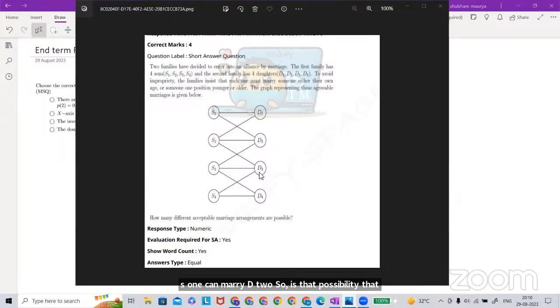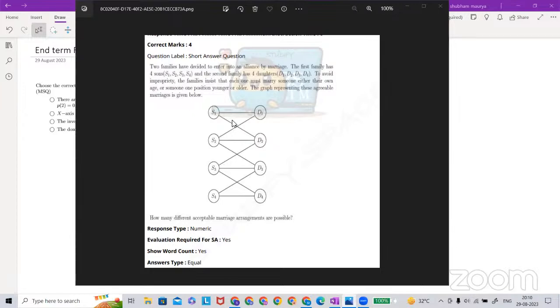No, sir. Why is it? Because it is telling about one position younger or older. Here it will be 2. Yes. So that means here is S1. No, here is not the meaning of the position.